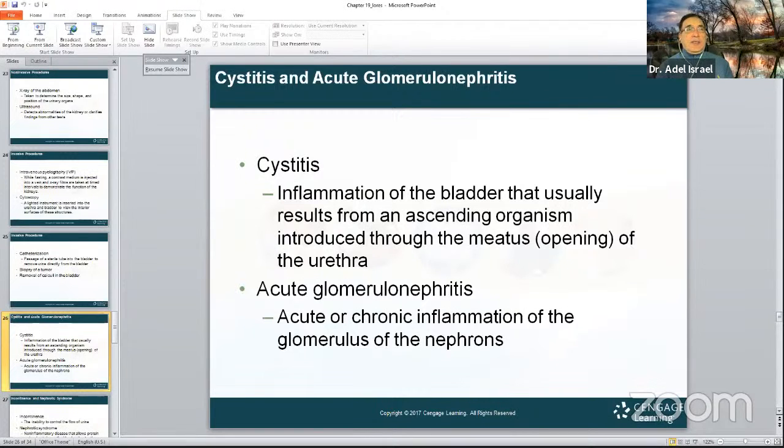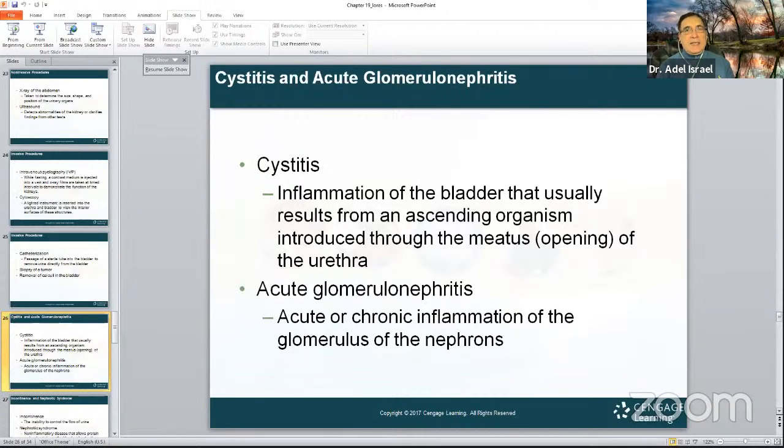So this is a question in the exam. Why is cystitis more common in female than male? Because, very simple answer, the urethra in female is short and the urethra in male is long. This is number one. Number two, the opening of the urethra in female is located in the vulva, and the vulva is a potential infectious area. So it is easy to get ascending infection.